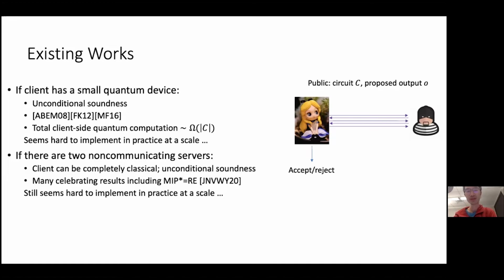For example, that's because in the quantum network setting, how could we guarantee that the two servers we are using do not communicate with each other? We could guarantee that by relativity. But if we want to apply these protocols to large-scale computations, it's still very hard to do in practice. So what could we do?